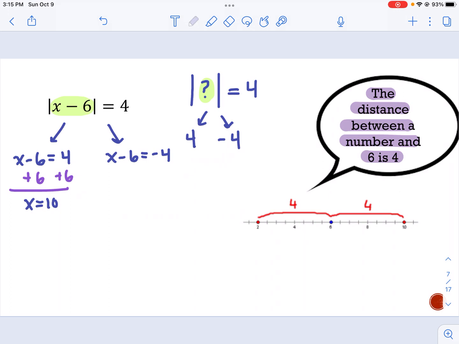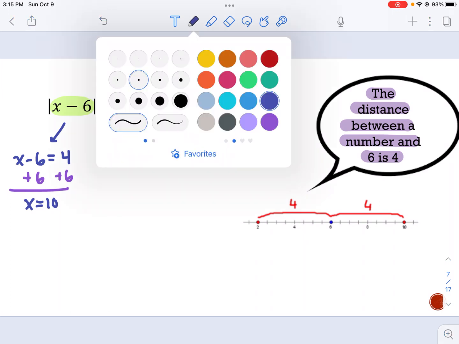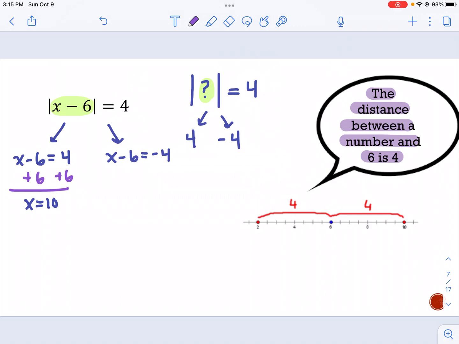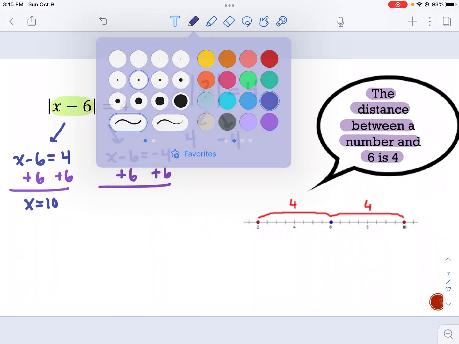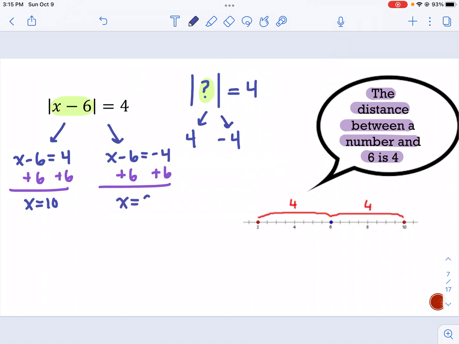On the right-hand side, we look at the second equation. We solve by adding 6 on both sides, and we're left with a final answer of x equals positive 2. Now we have 2 final solutions. We're saying x can equal 10 or x can equal 2.